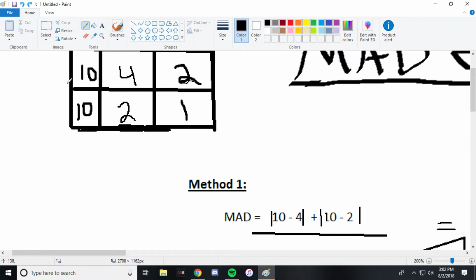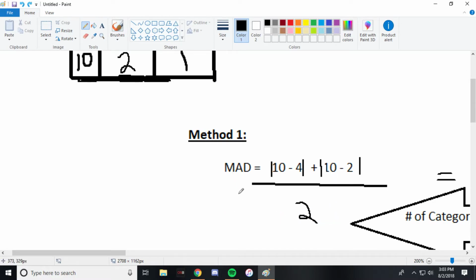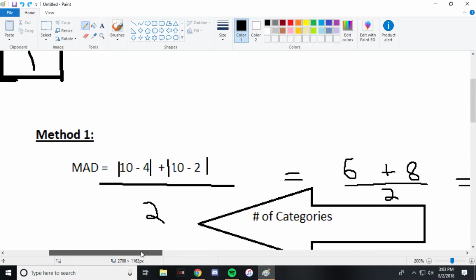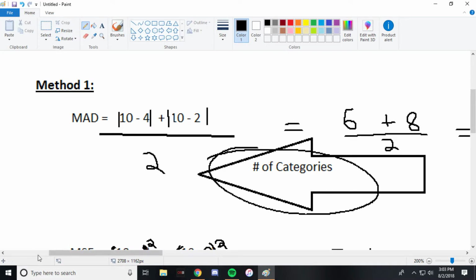So it would be |10 minus 4| plus |10 minus 2|, and if you had more, it would continue on like that. These values are in absolute value bars, which means if it was 10 minus 25, so negative 15, you would just count that as a 15. There would be no negatives in the numerator. So you sum those up, and then in the denominator it's going to be a 2, which comes from the number of categories.